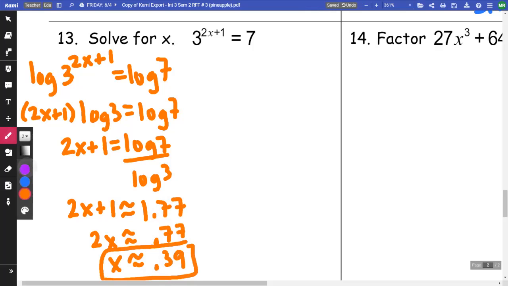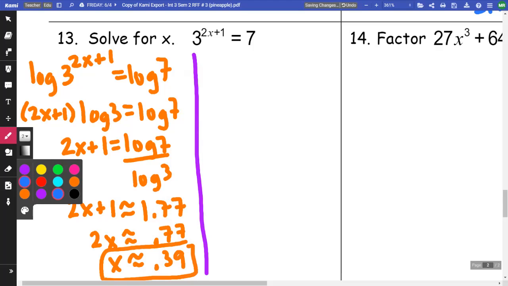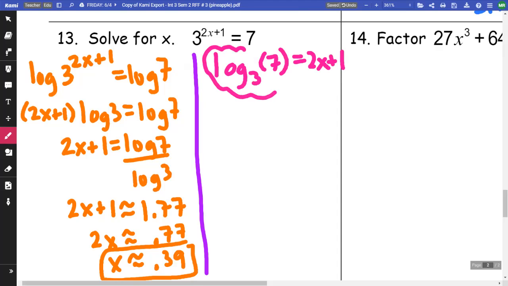A second way to do this same problem is to rewrite it in logarithmic form. So you're going to go log base 3 of 7 because it equals 2x plus 1, because what your log equals is always the power. And this log base 3 of 7, you can put that into your calculator.